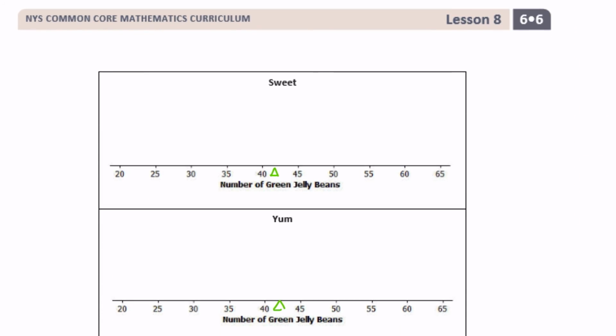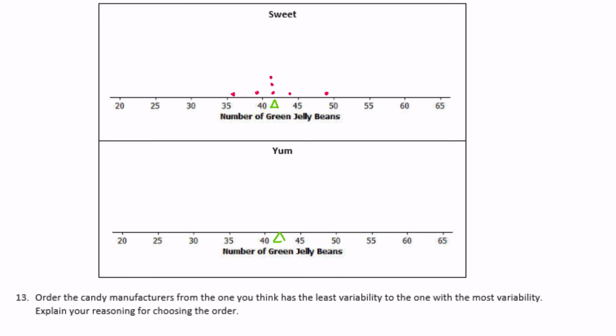Sweet, we have 36, 39, 42, another two more 42s, 44, and 49. And then lastly, for Yum, we have 33, 36, 42, 42, 45, 48, and 48. Okay, so there are our dot plots.